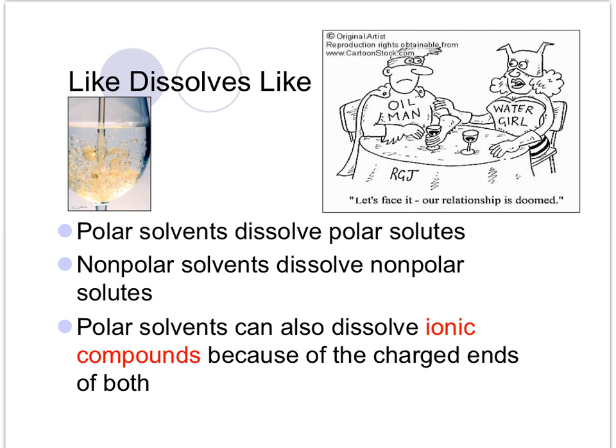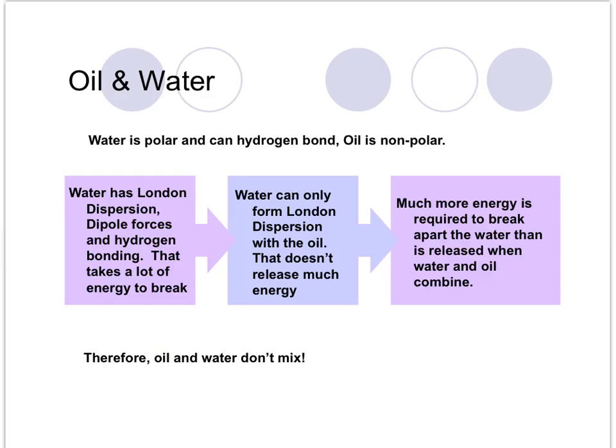Polar solvents can also dissolve ionic compounds because of the charged ends of both the molecules. Nonpolar solvents can dissolve nonpolar molecules. However, polar solvents cannot dissolve nonpolar solutes and vice versa. That is why oil and water do not mix.